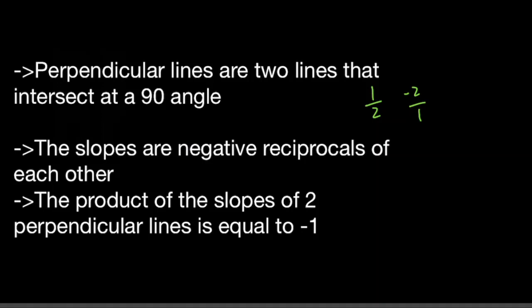And how two perpendicular lines look like would be like this. You have this line right here, and you have this line right here. As you see, it forms a 90-degree angle, right? So let's look at some examples.